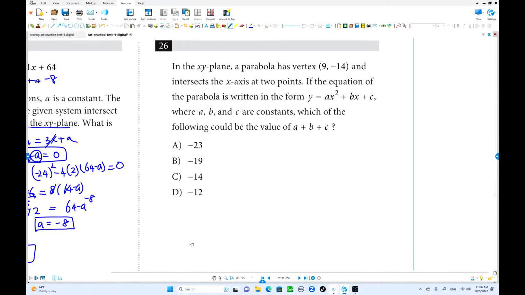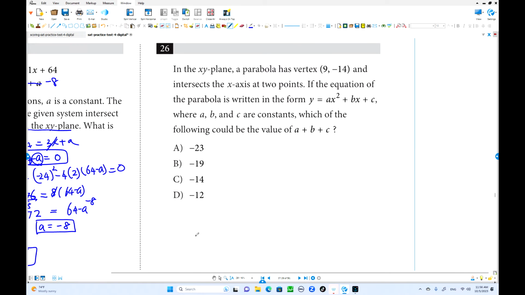Here is number 26. This is a parabola with the vertex, okay, and this one is a little confusing. Let me say, the equation of the parabola is written in this form. This one is what? The general form, which is a kind of standard form. But you can use the vertex form over here, okay? So ax squared plus bx plus c is exactly equal to what? a times the vertex form is what? x minus 9, this is the vertex, okay? And the minus 14, isn't it?